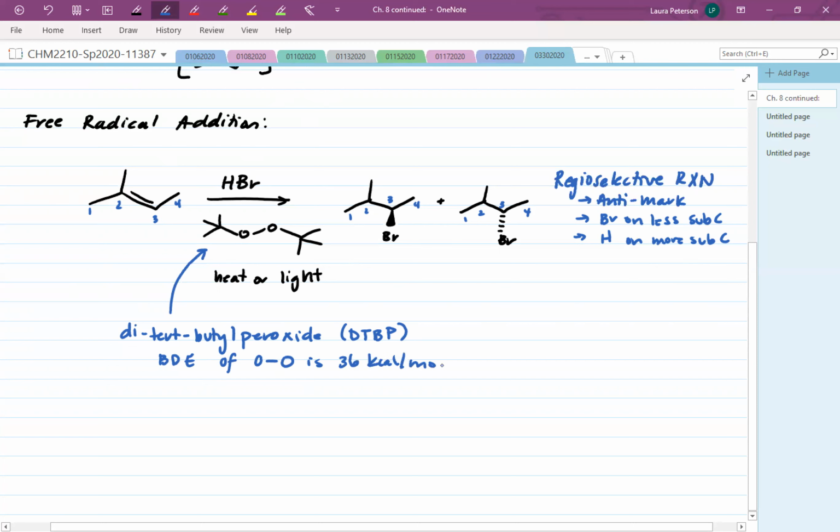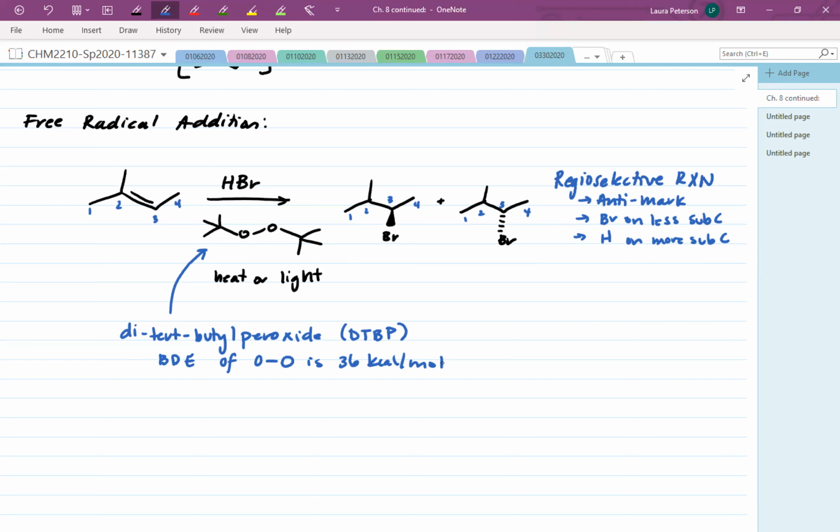Think back to the bromine-bromine or the chlorine-chlorine bond BDE. That was in the 40 to 50 range. So this is an even more significantly weak bond, meaning that the oxygen radicals that are formed are even more stable than in the case of bromine or chlorine. The role of this ditert-butyl peroxide is to initiate the free radical reaction.